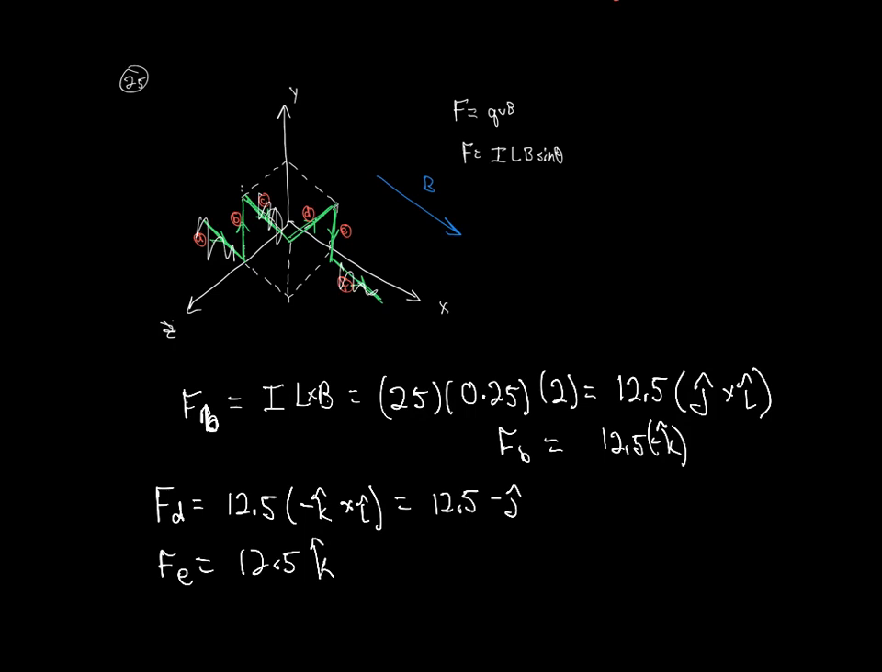So I have FB is negative 12.5 K hat. FE is 12.5 K hat. What happens to those two? They cancel out. So my final answer is FD equals 12.5 in the negative J hat direction. This one's tricky because it's in 3D. It's like the box. You have to sit down and work it out. Think about it a bit. Shortcut.